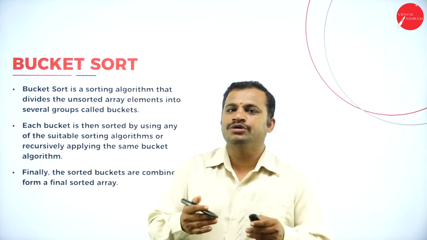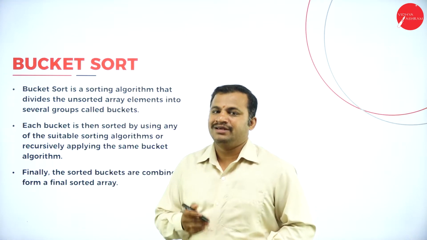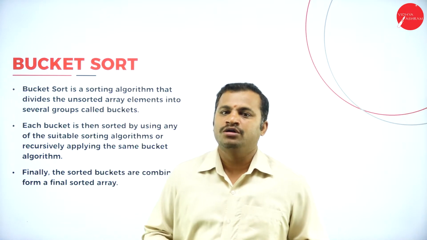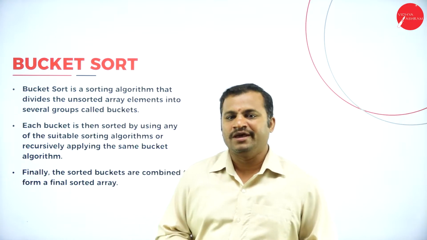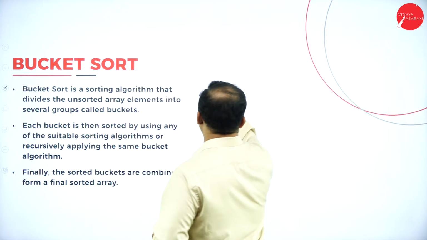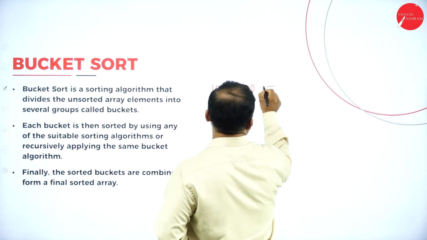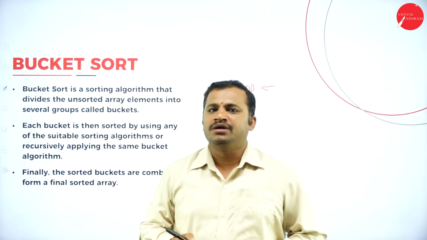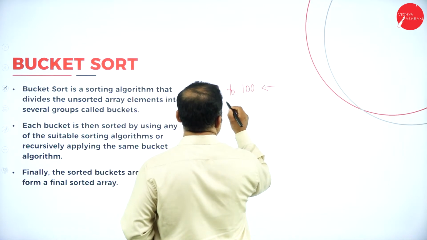On which basis you are going to group or combine the elements into one single group, that is also a matter here. This is a sorting technique that divides the entire unsorted array of elements into small groups. Small groups in the sense, if I have the elements varying from 10 to 100, that has to be sorted and grouped into single buckets.